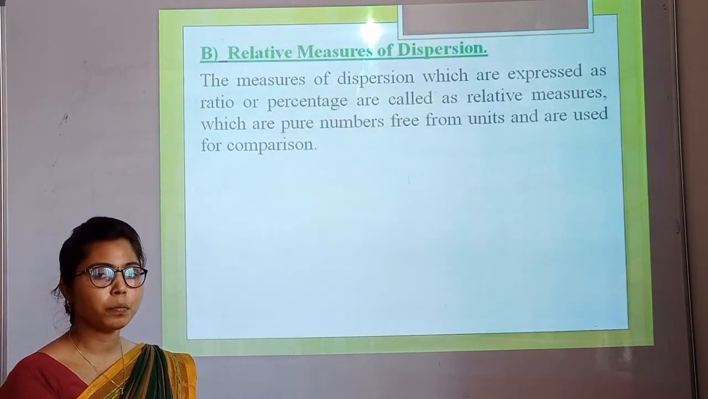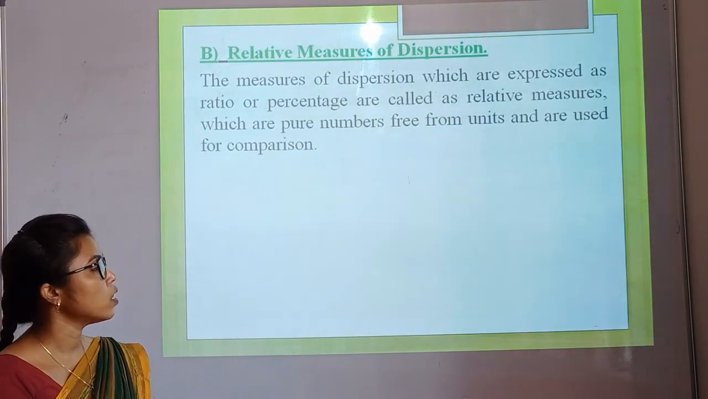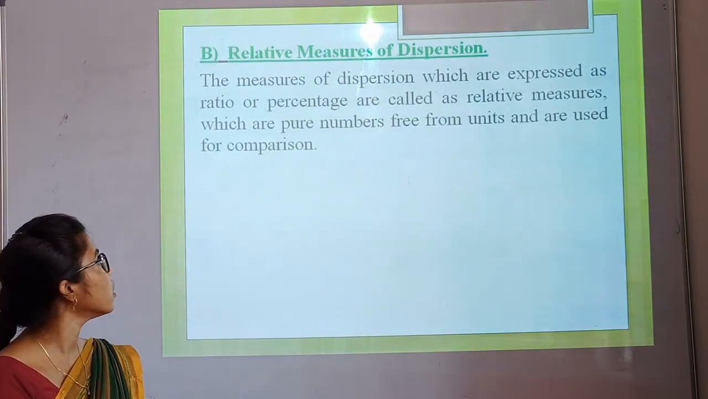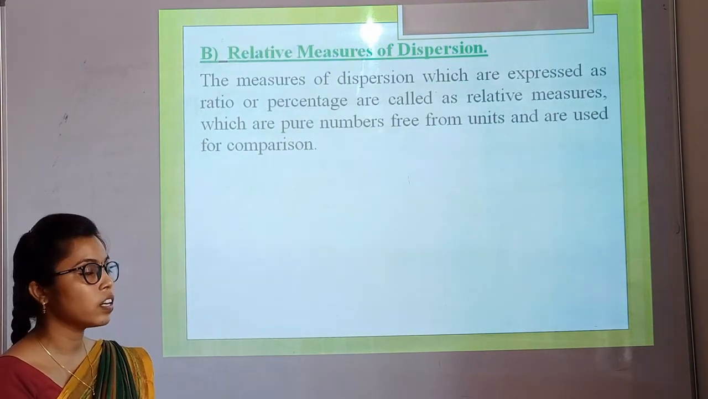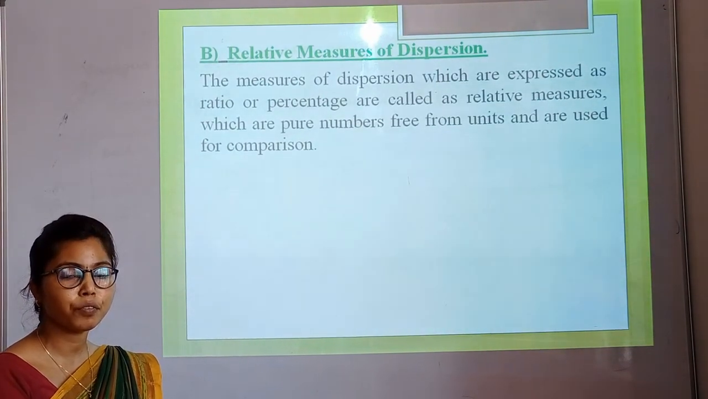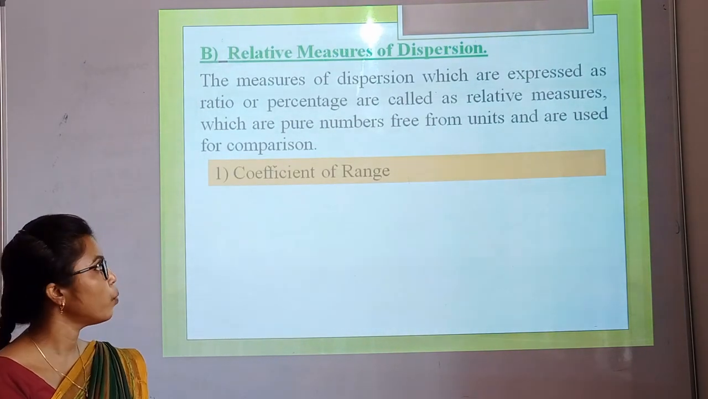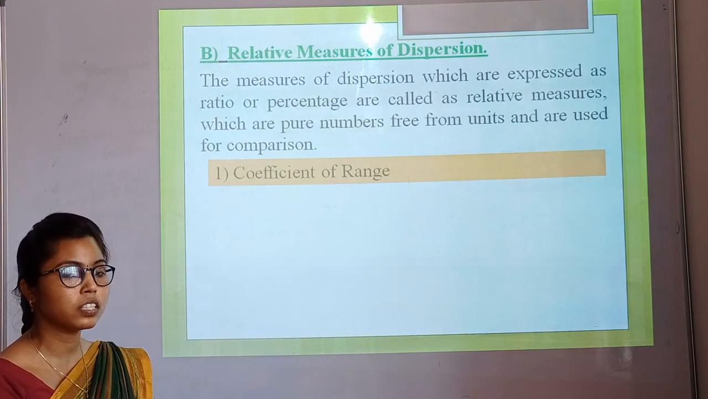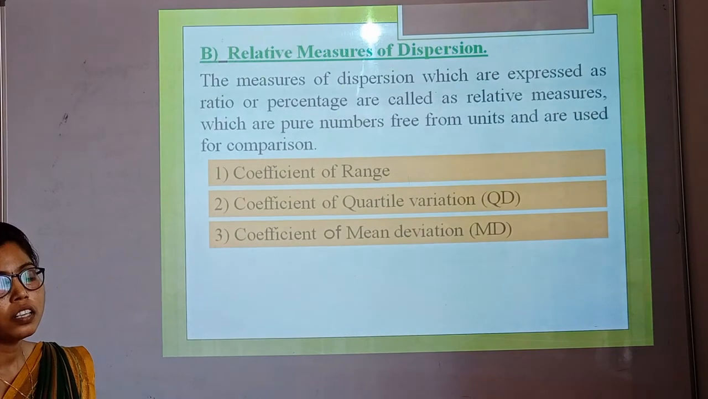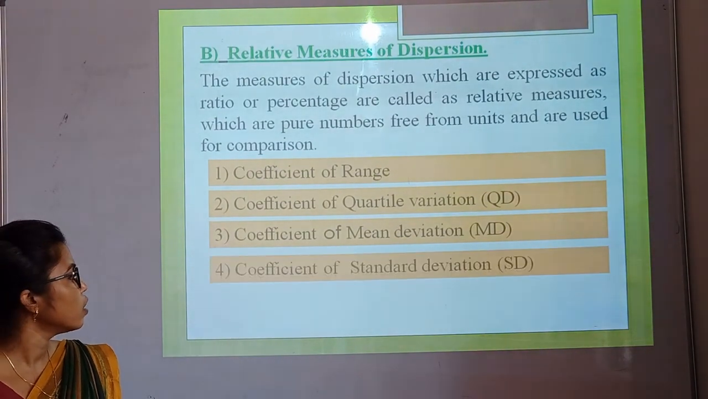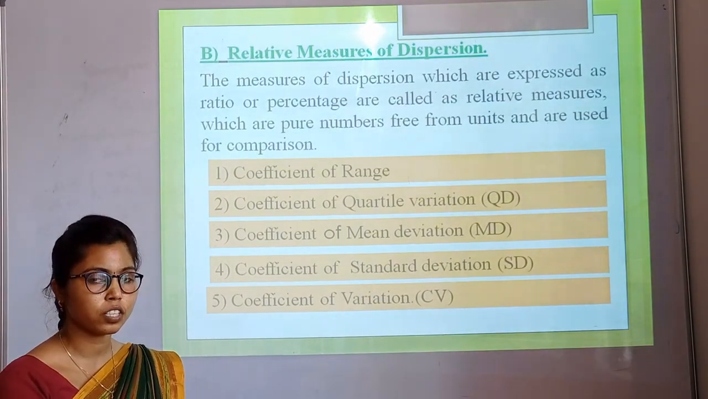Next is relative measures of dispersion. Let us see the definition. The measures of dispersion which are expressed in terms of ratio or percentage are called relative measures. It is a pure number, free from unit, and it is used for comparison. There are some points in relative measures. First is coefficient of range. Second is coefficient of quartile deviation. Then coefficient of mean deviation, coefficient of standard deviation, and last is coefficient of variation.